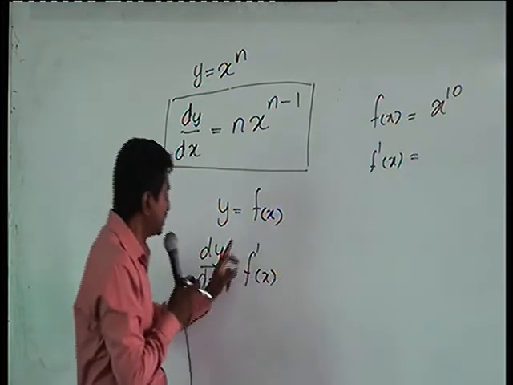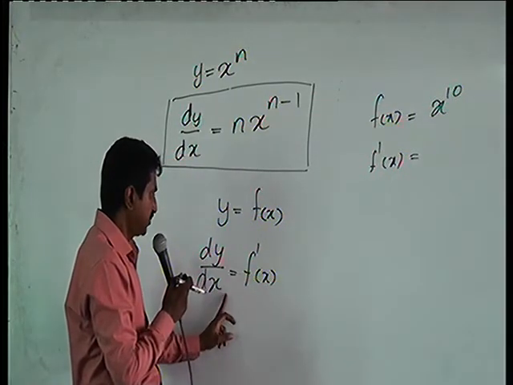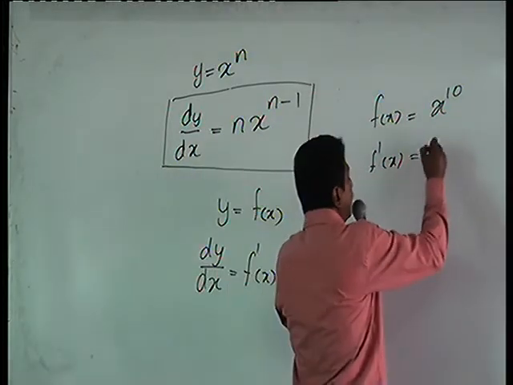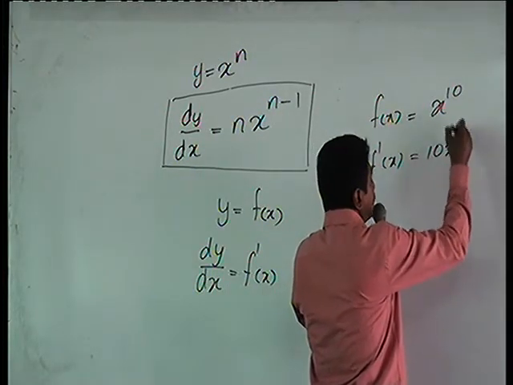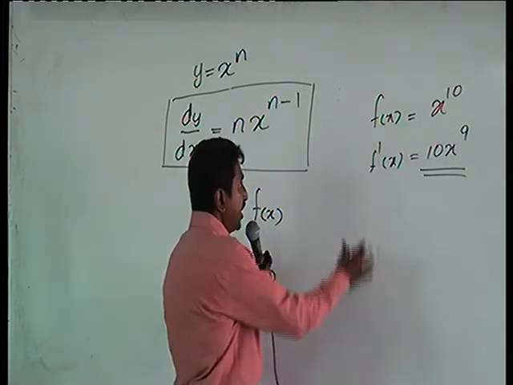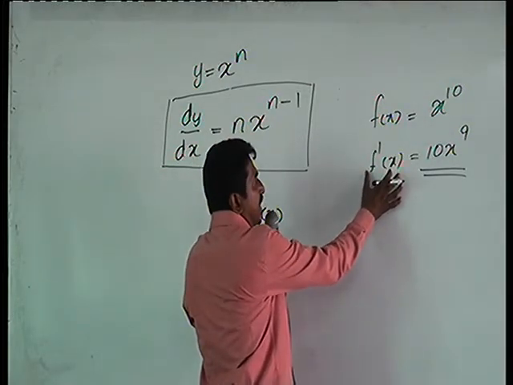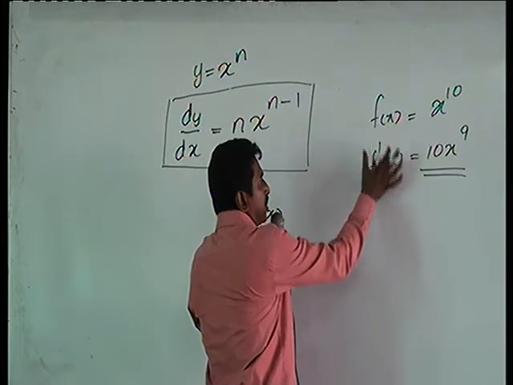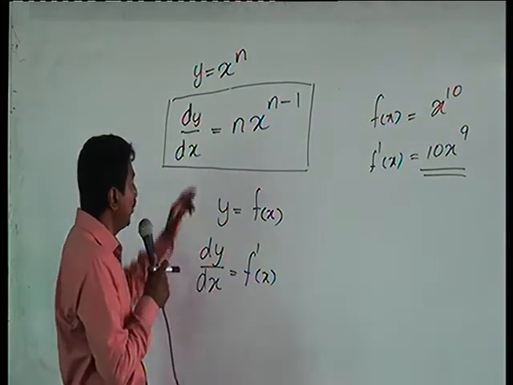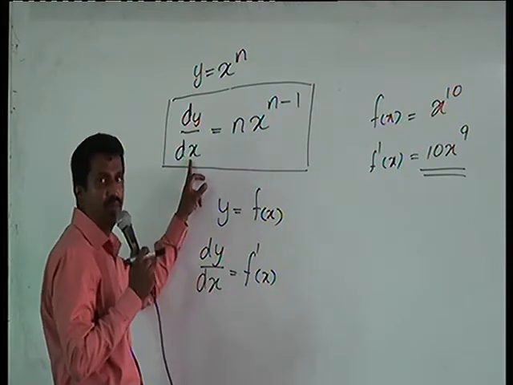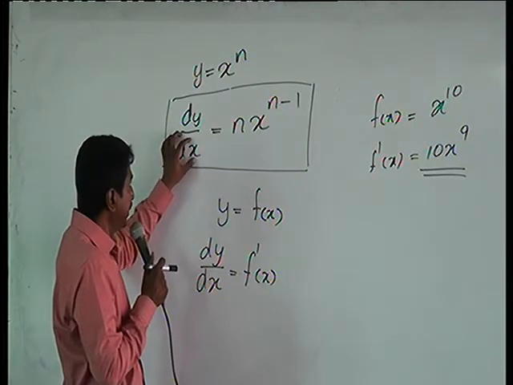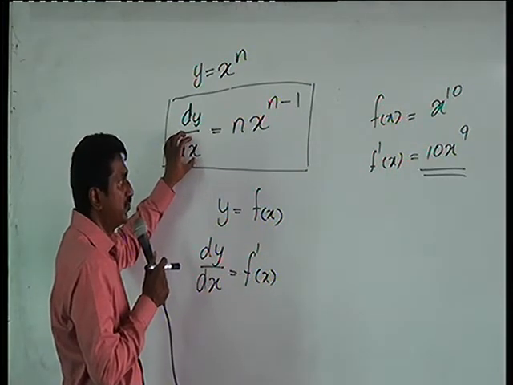F dash x is the differentiation. So nothing else you have to do: differentiate x to the power 10, giving 10x to the power 10 minus 1, which is 9. So the symbol is f dash x. When you see the symbol f dash x, that is the differentiation of this function. Again, we are differentiating this function with respect to the x variable.